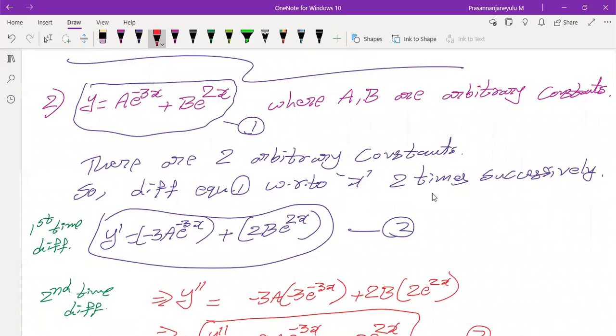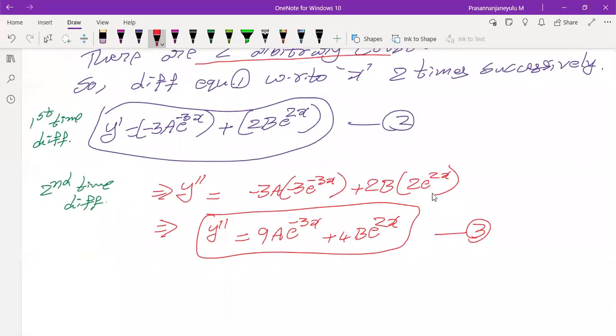Now, to do our problem in a simple manner, I'll give you a technique. This technique is applicable only whenever the given function contains only two arbitrary constants. Whenever the function contains only two arbitrary constants, then only the procedure which I am explaining is possible. For the namesake, I am writing here because it is not visible. What is the given function y? y is equal to a into e power minus 3x plus b into e power 2x.